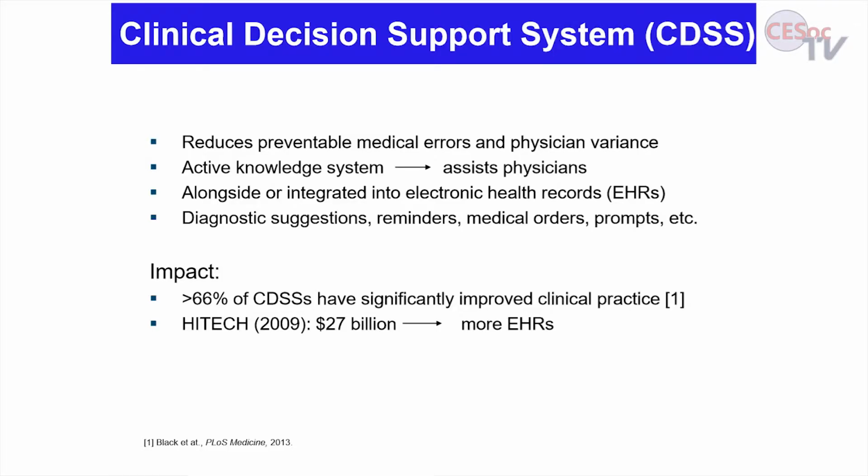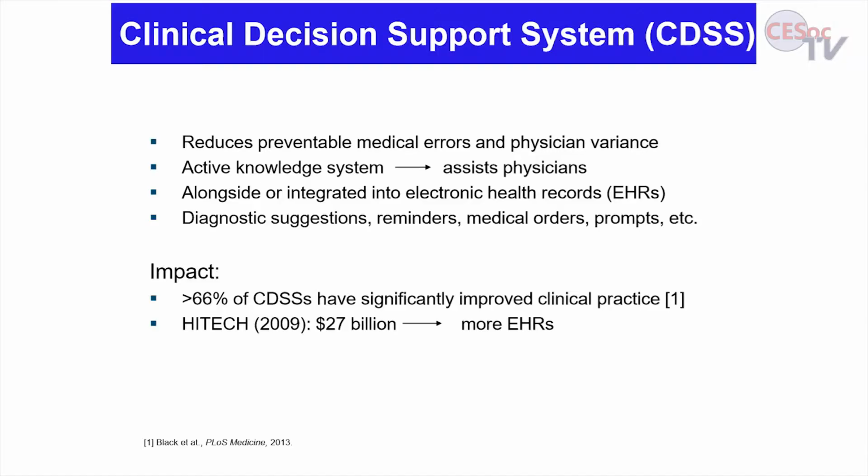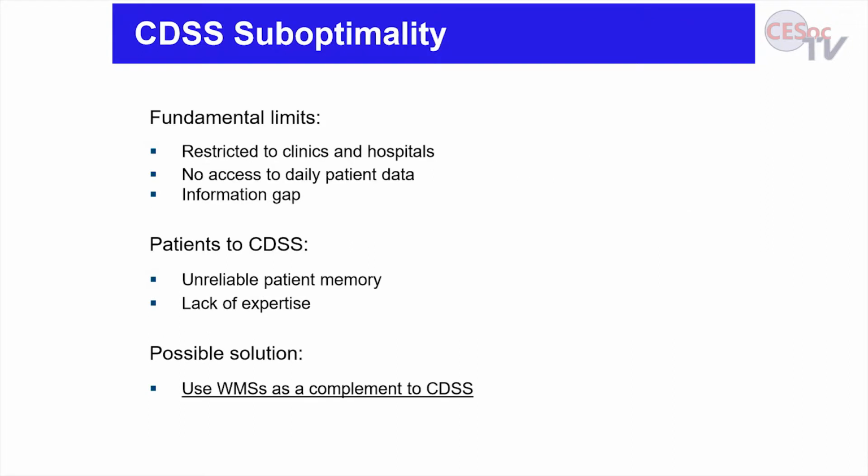And another thing that is enabling disease diagnosis with these kinds of sensors: in 2009, the HITECH Act was passed under the Obama administration, and $27 billion were made available for electronic health records. And that made clinical decision support more effective, and there is now evidence that, in fact, that has been true. It reduces preventable medical errors, which some say is the third leading cause of death in this country. It assists physicians and gives diagnostic suggestions. So these clinical decision support systems, CDSS, have already had an impact. But the problem is that they're restricted to clinics and hospitals. In a daily healthcare situation, you have lots of health data being generated that the CDSS does not have access to. So there is this information gap.